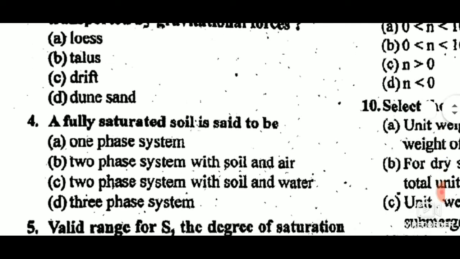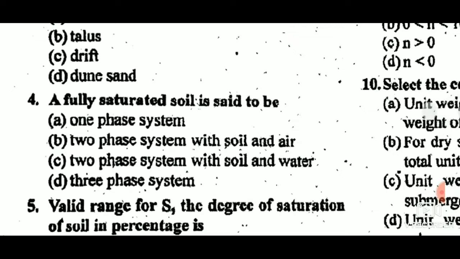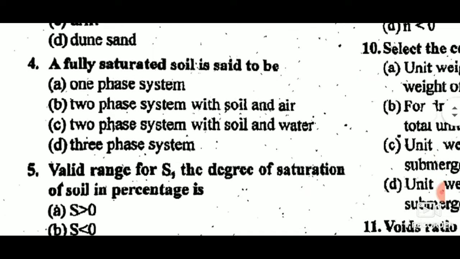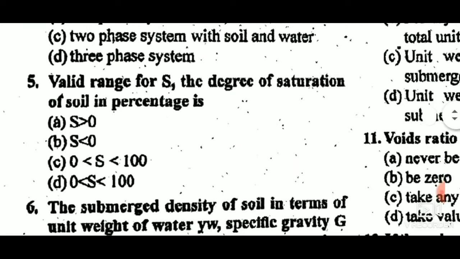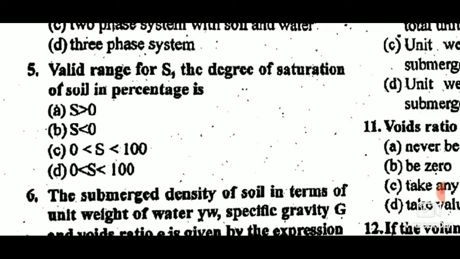Next question: a fully saturated soil is said to be. In a fully saturated soil there will be two phases. Here option C, two-phase system with soil and water, is the correct answer. Next question: valid range for the degree of saturation of soil in percentage is. The degree of saturation can be greater than 0 or less than 100. So option D is correct. Here option C and D are the same.